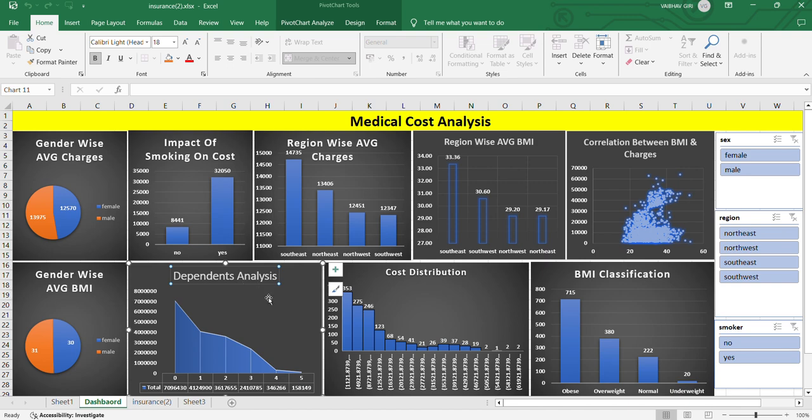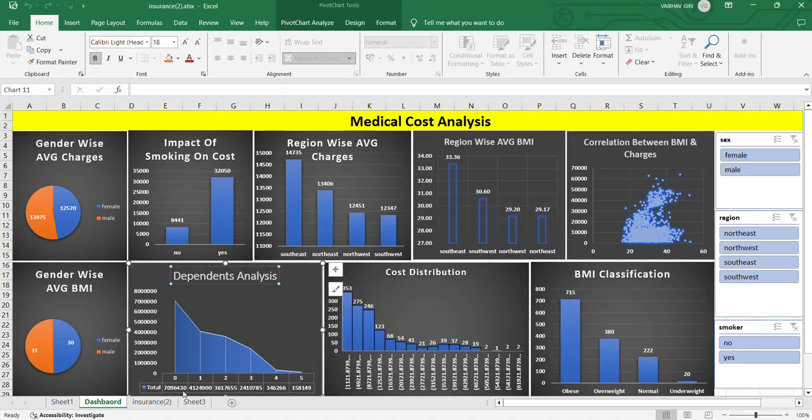Now let's look at the effect of dependents on medical cost. This is the dependents analysis, and we use an area chart here. We analyzed whether having more children increases the medical cost or not. Interestingly, as the number of children increases, that is 0, 1, 2, 3, 4, 5, the total cost actually decreases. When there are 0 children, the cost is high, and as children increase, there is a lower cost.